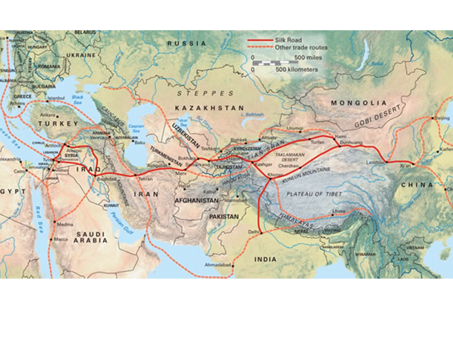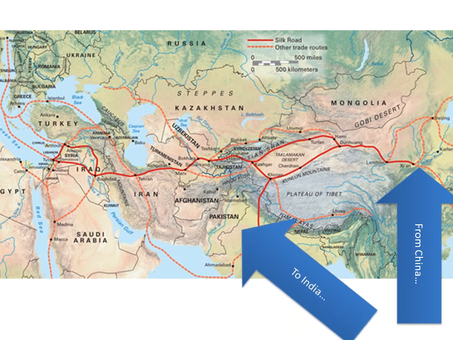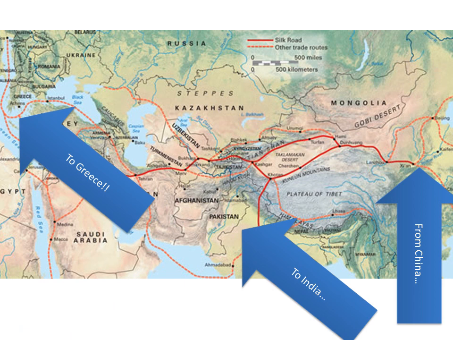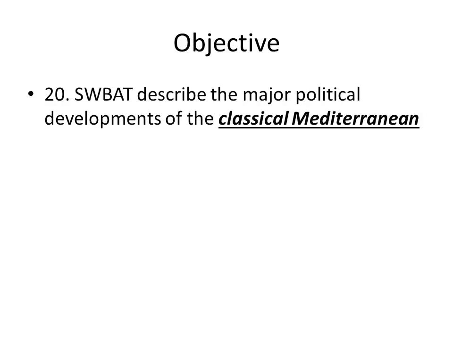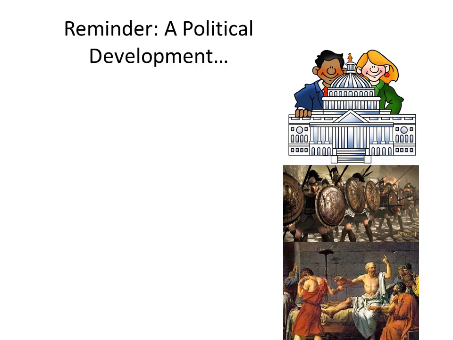So let's just take a little walk down memory lane. Let's see where we started. You can see we began over here in the east with China, and we're going to venture down the Silk Road to India, and finally, for tonight's lecture, to Greece. So that's today. Our objective is that you will be able to describe the major political developments of the classical Mediterranean. When we say classical Mediterranean, we mean Greece and Rome specifically.